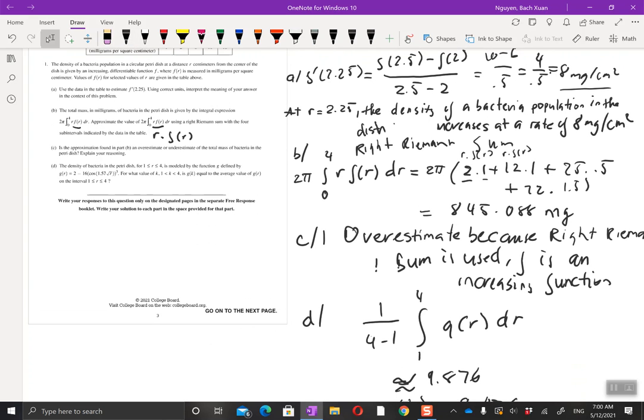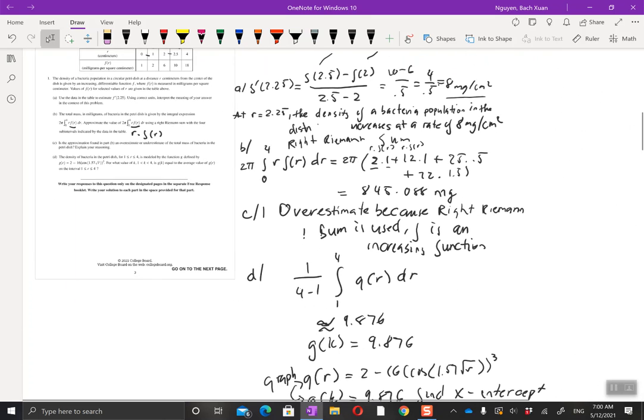Okay, so C is the approximation. Is the approximation in Part B an overestimate or an underestimate of the total mass of the bacteria in the dish? Explain your reasoning. Okay, so this is an overestimate because we use the right Riemann sum to calculate, and also f is an increasing function. As you see, as r is increasing, f of r is also increasing as well.